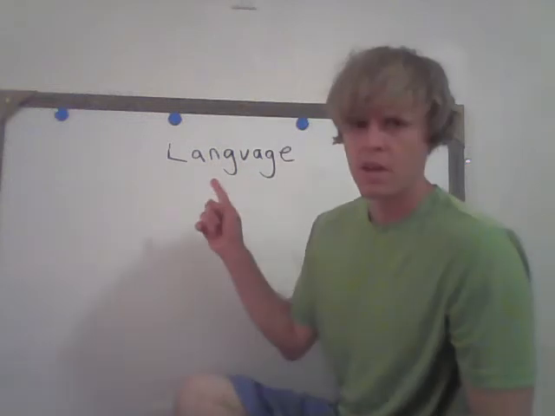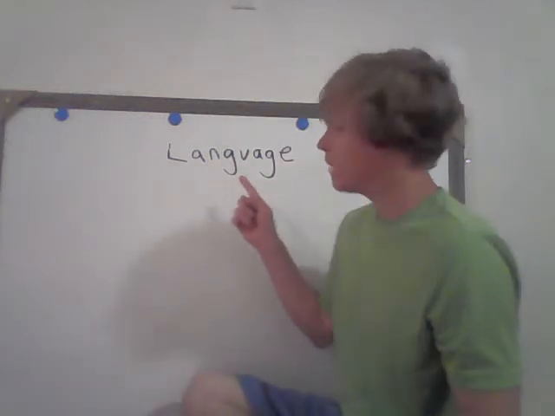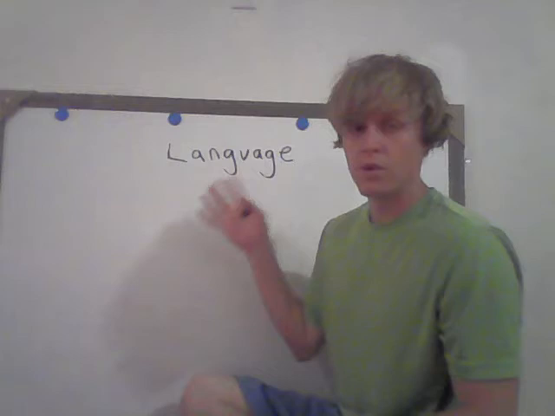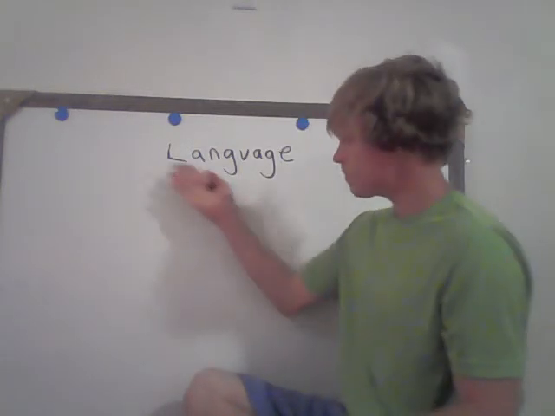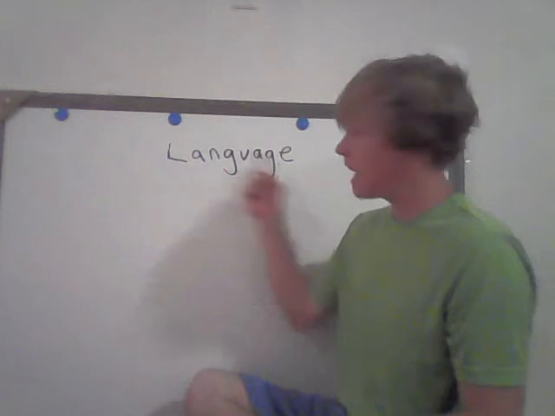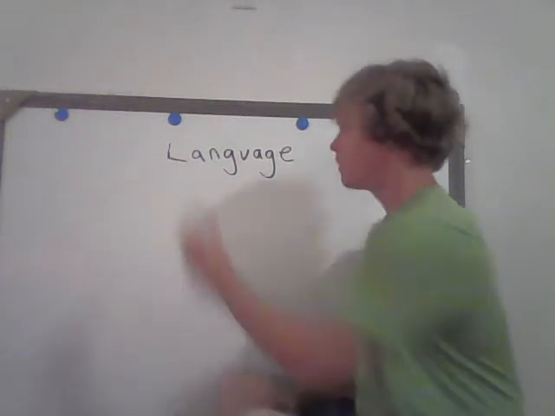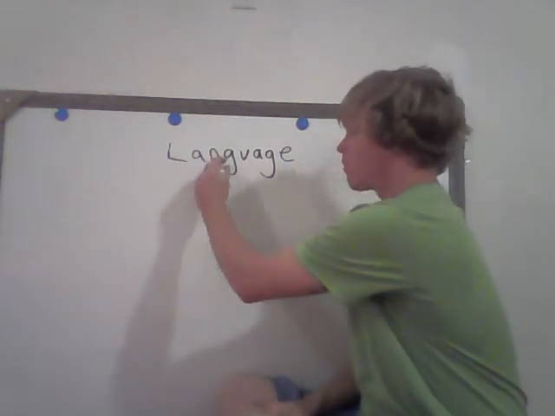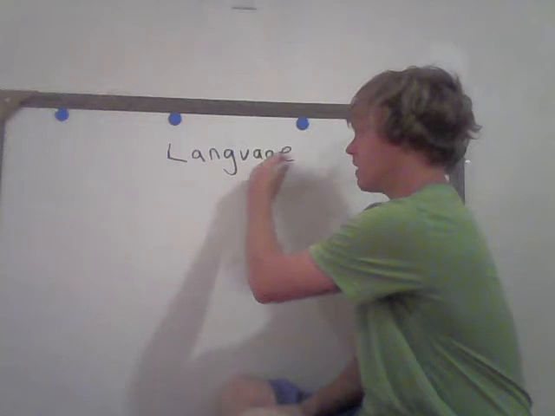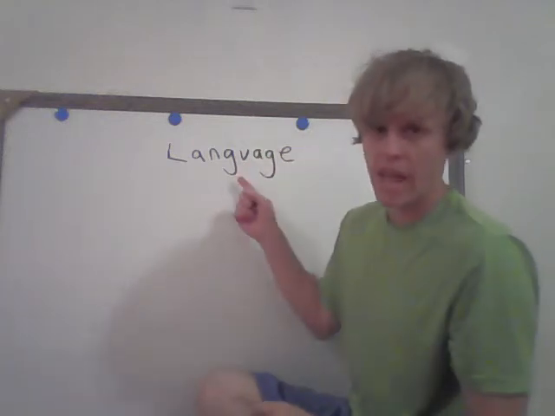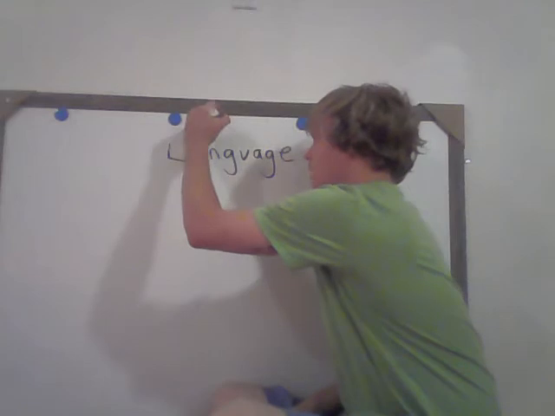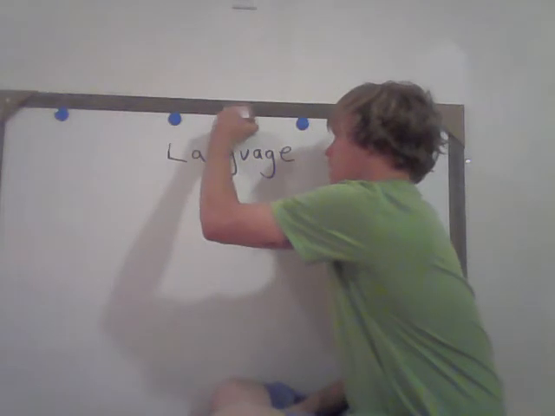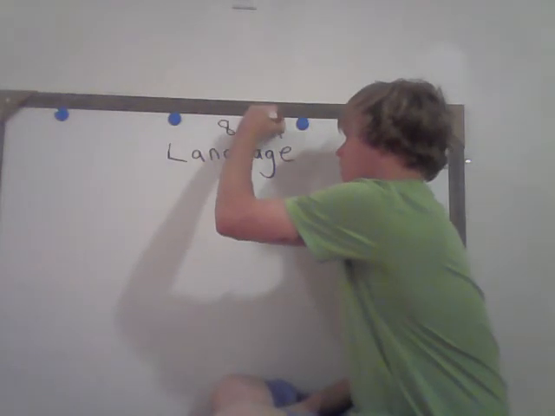So we'll use this word language up here to demonstrate what we're talking about. This is a chain of letters. We have up here, 1, 2, 3, 4, 5, 6, 7, 8. We have 8 letters right here, right? Language. So we have 8 letters.